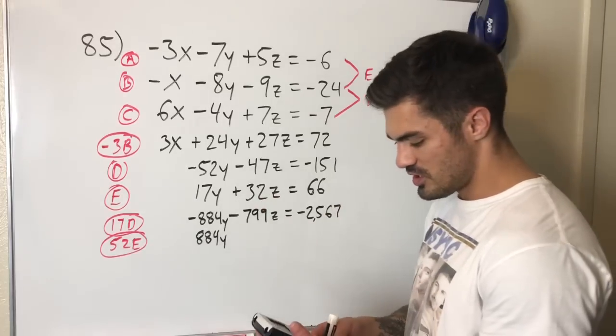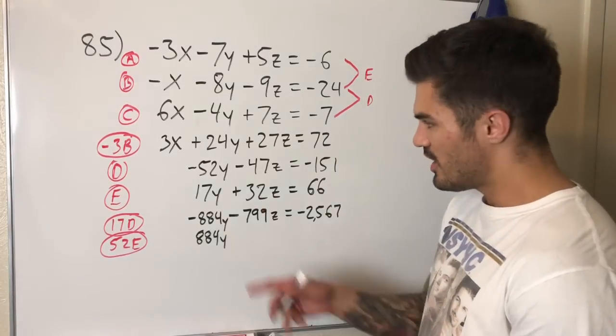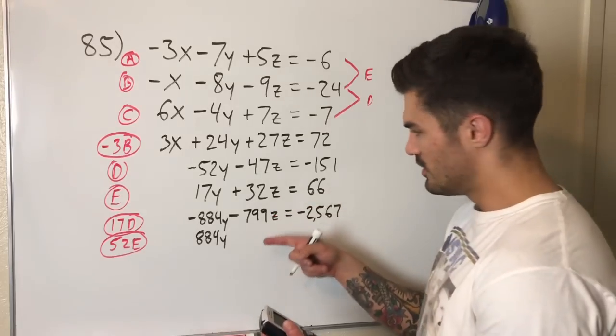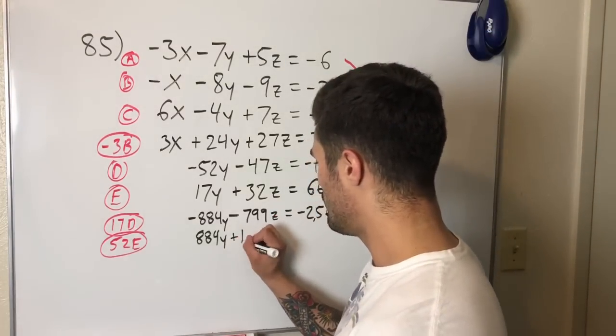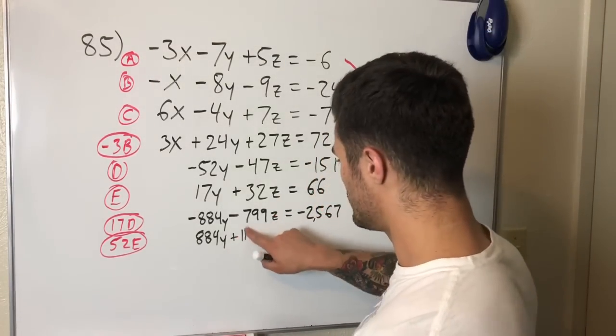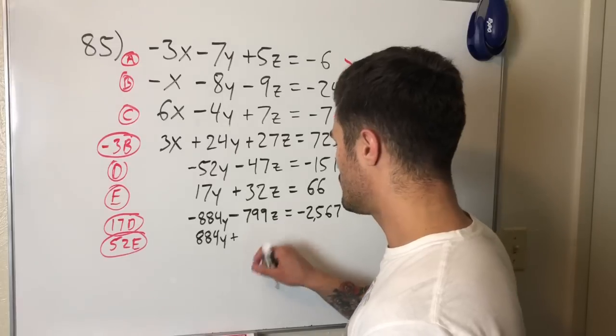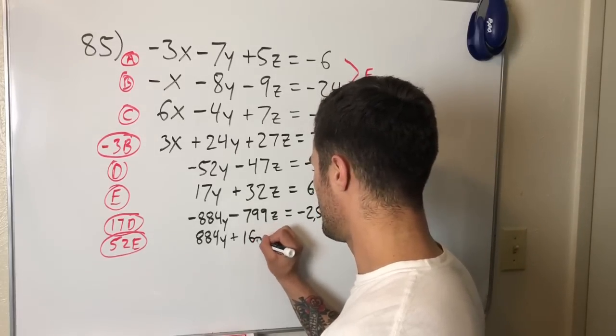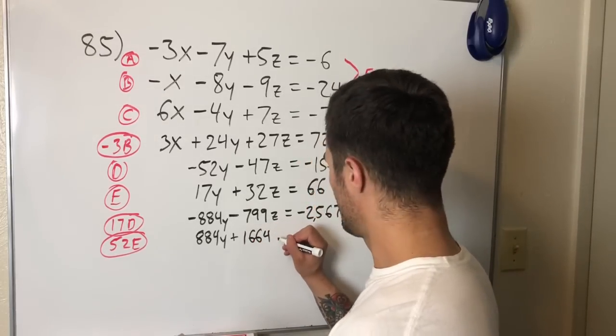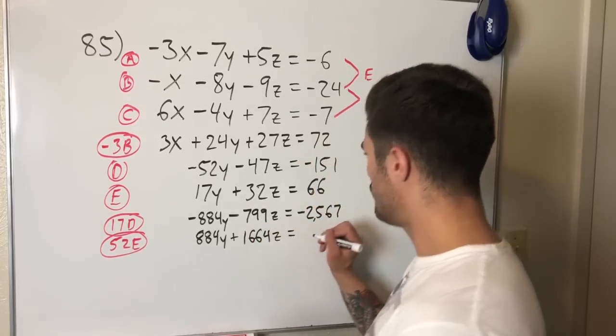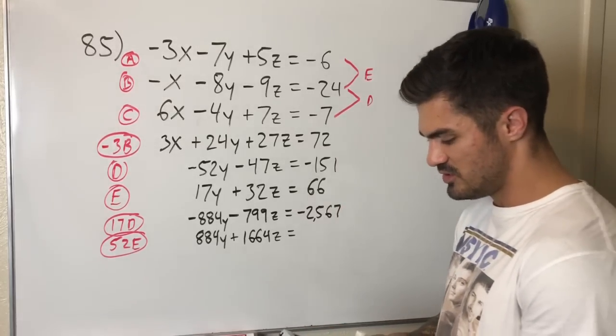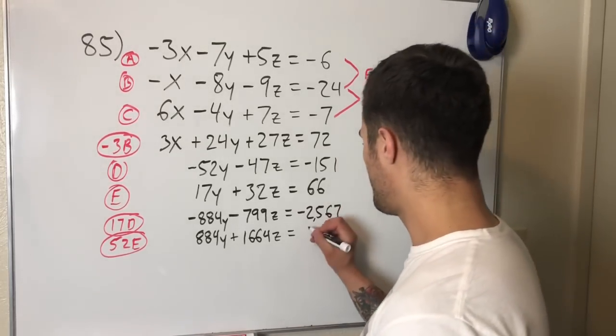What is 32 times 52? I'm multiplying all this by 52. That's plus 1664. Z equals, what is 66 times 52? That is 3432.